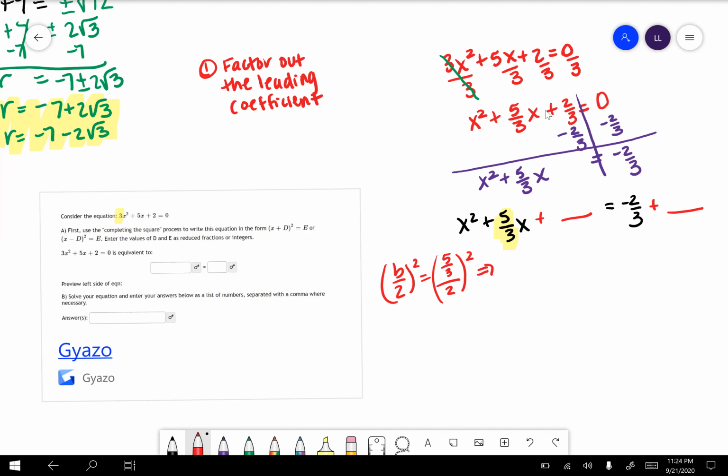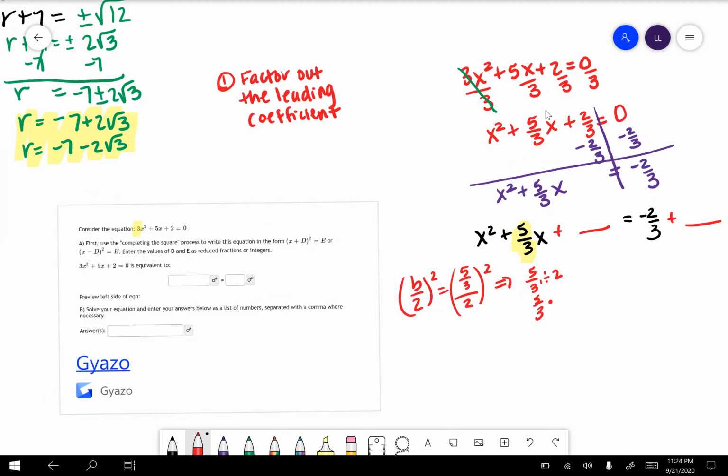So let's do 5/3 divided by 2 first. 5/3 divided by 2 is really the same thing as saying 5/3 times 1/2, the reciprocal. So remember to multiply straight across, and that gives me 5/6. Okay? Now I'm going to take that number and I'm going to square it. So 5/6 squared is 25/36. So the number that's being added here is 25/36.